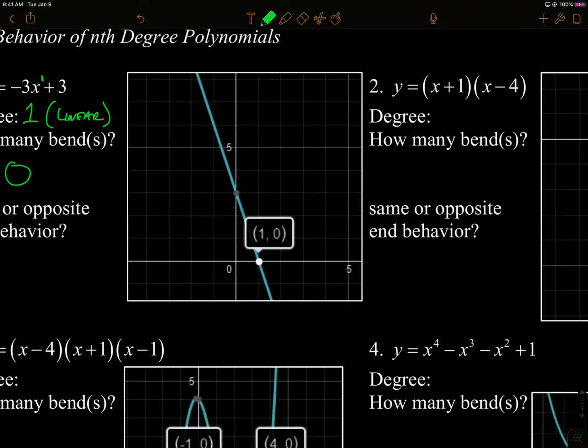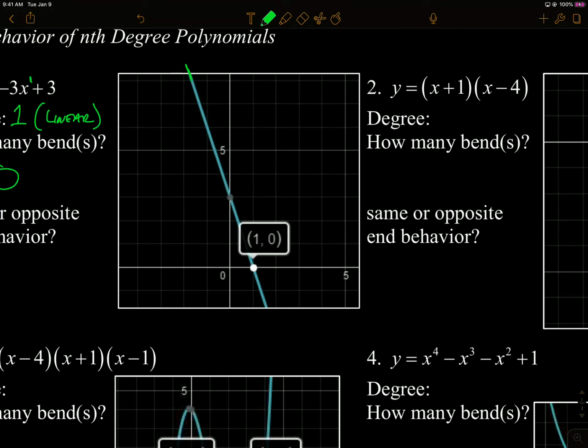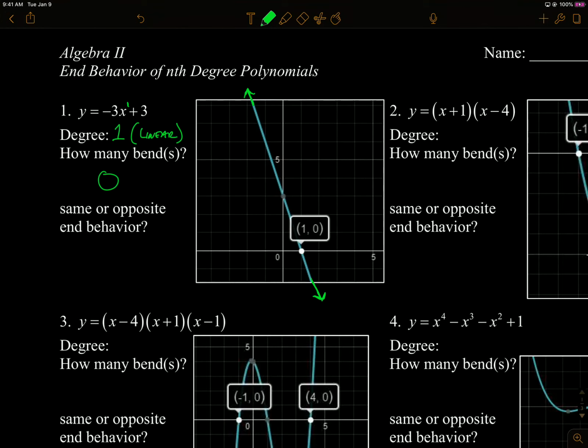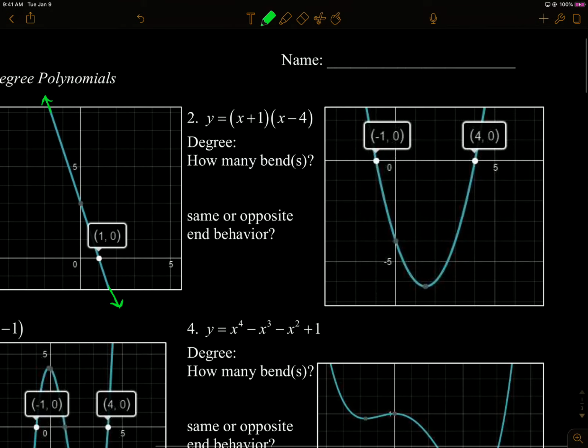Same or opposite end behavior. So all these graphs were made in Desmos, so they don't have the arrows on the end, but polynomials always go on forever in both directions. So end behavior just means what's it doing on the ends. On the left side, is it going up or down? And on the right side, is it going up or down? So for this one, when it's degree 1, it's opposite end behavior. It's going up on the left and down on the right.